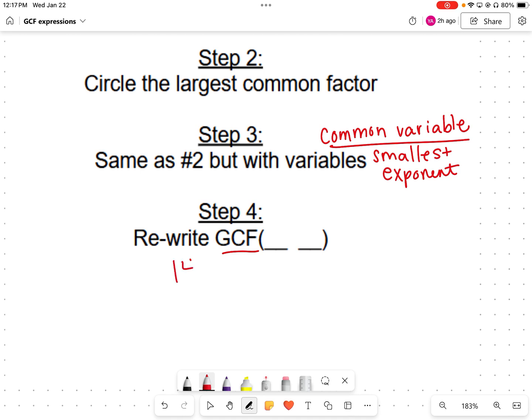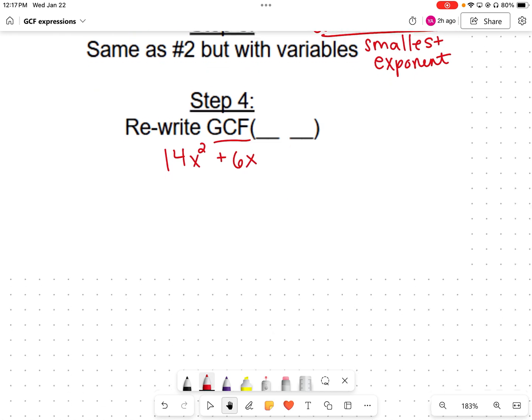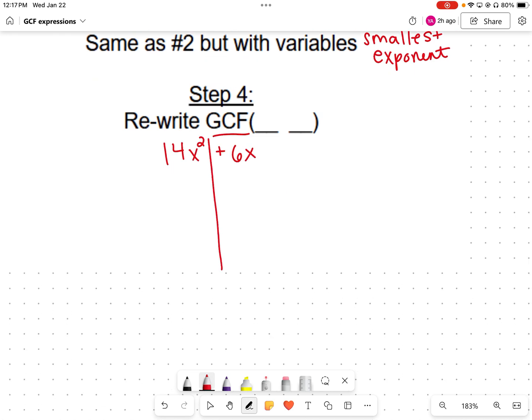Okay, so I'm going to show you an example for the one that we actually just did. So I'm going to write this, 14x squared plus 6x. Okay, so instead of rewriting those numbers, I'm going to put a line behind the 14x squared. And I'm going to find the GCF this way. I'm going to make my list. So I'm just going to look at 14x squared first. So 1 times 14 and 2 times 7. And then I can write down 2 x's.